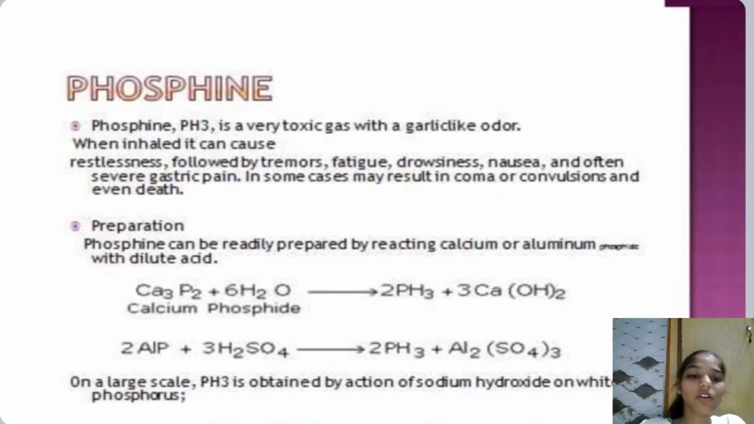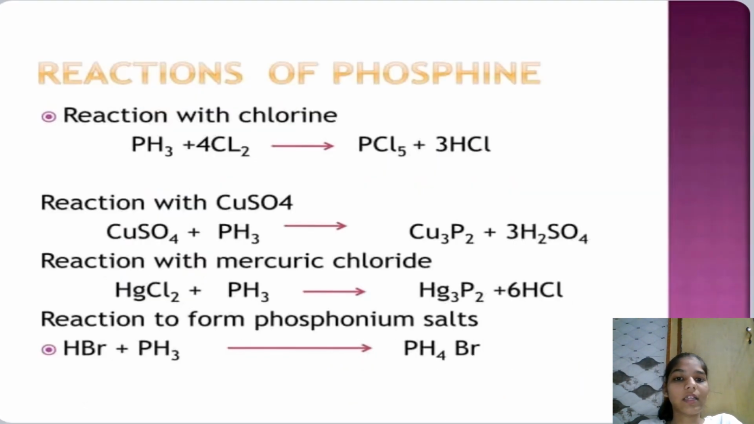Preparation of phosphine. Phosphine can be readily prepared by reacting calcium phosphide or aluminium phosphide with dilute acid. On a large scale, phosphine is obtained by the action of sodium hydroxide on white phosphorus. Next are the reactions of phosphine.